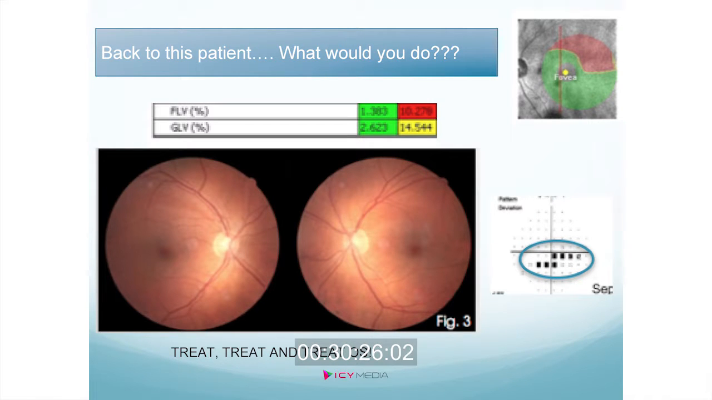So back to the patient from the beginning, there was that GCC, there were the photos, and what would we do? I would probably start a monocular treatment trial on that left eye, because if I look at the FLV and GLV, which were red in this patient, that tells me, remember the conversion rate on a patient that doesn't have glaucoma, they have a 41% chance of converting. So you can play your odds if you're a statistician. You can watch or you can treat.